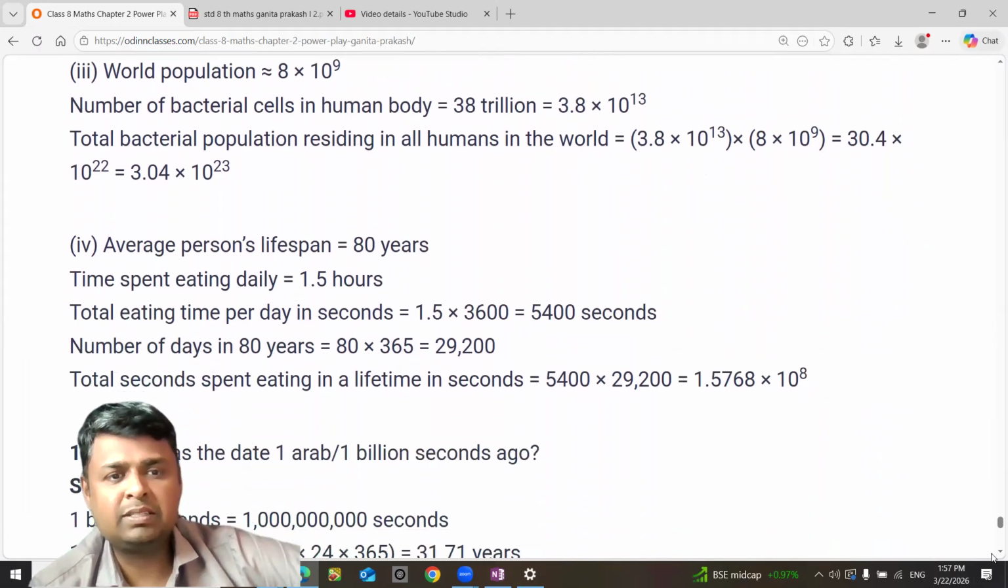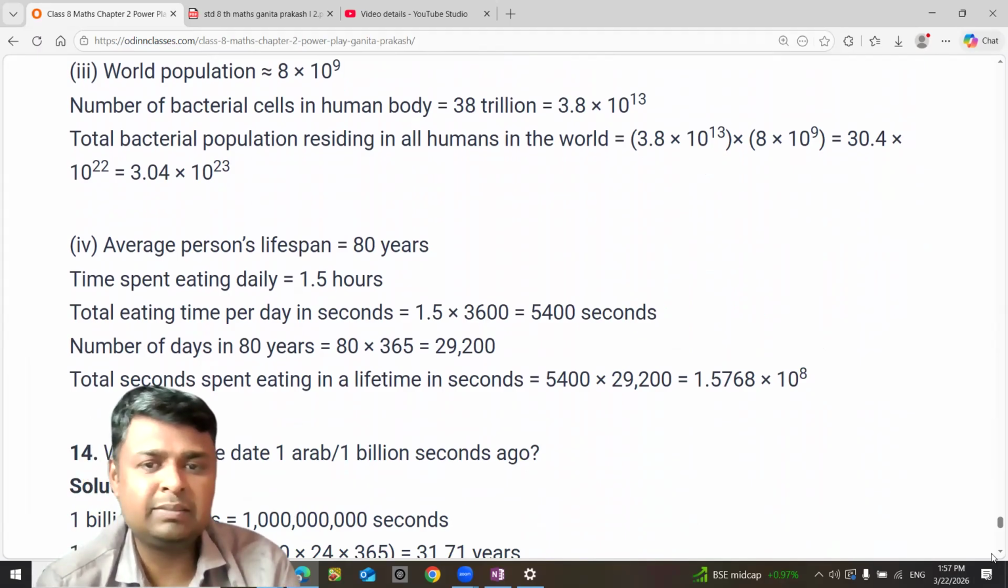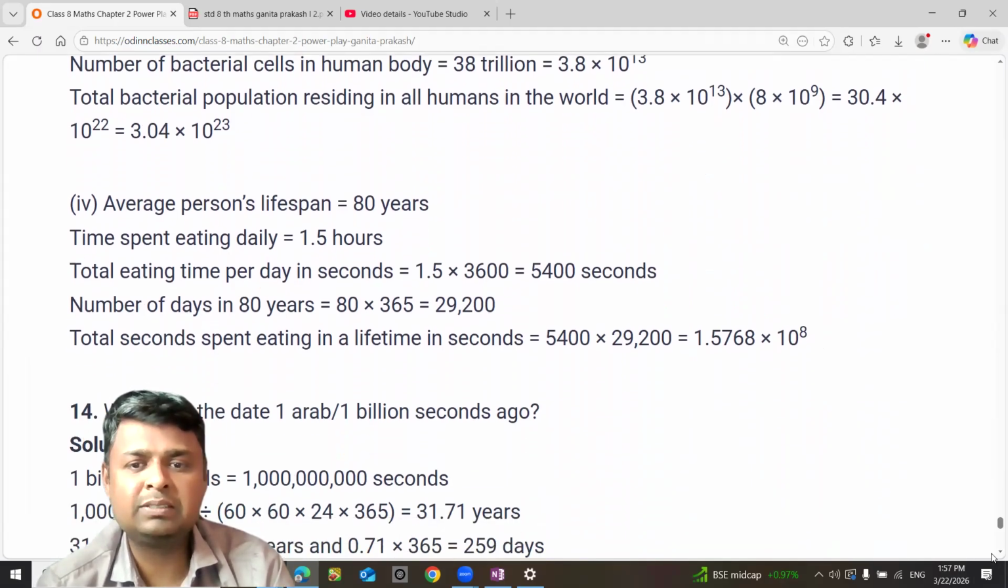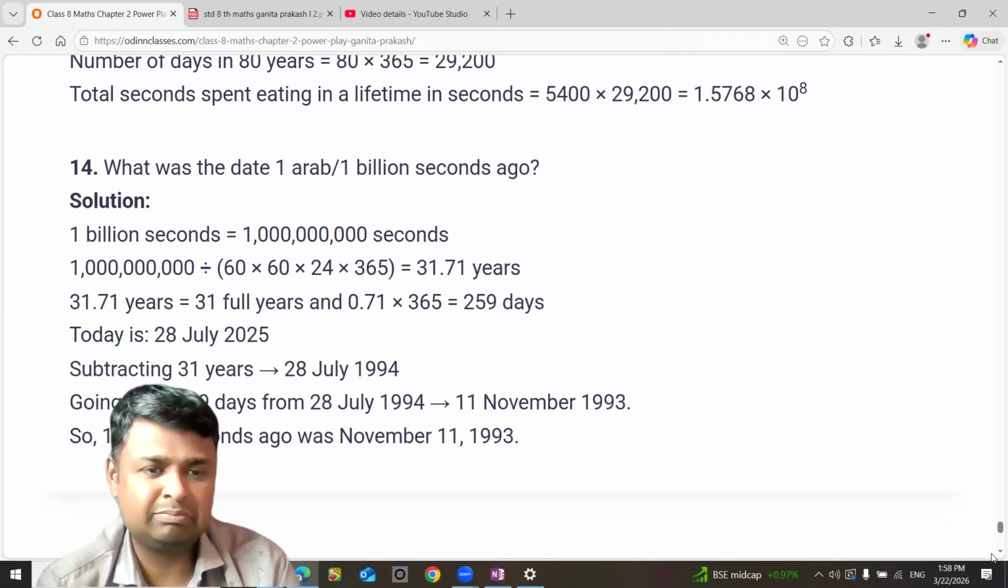Average lifespan is 80 years. Time spent eating is 1.5 hours. Total eating time in seconds you can calculate and then multiply. The numbers are just big. You can just see.